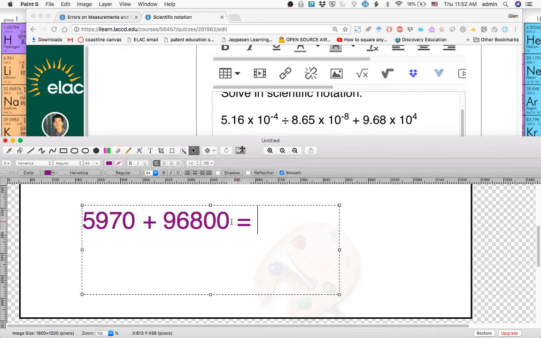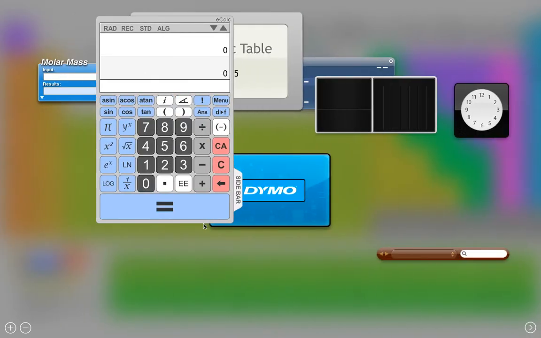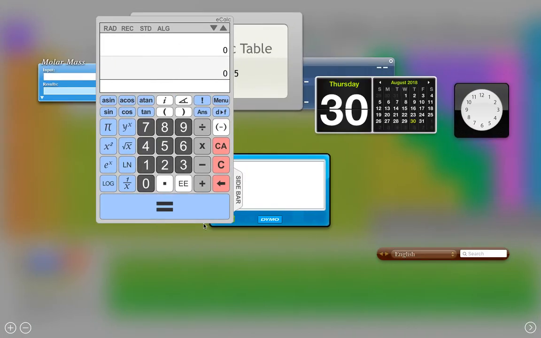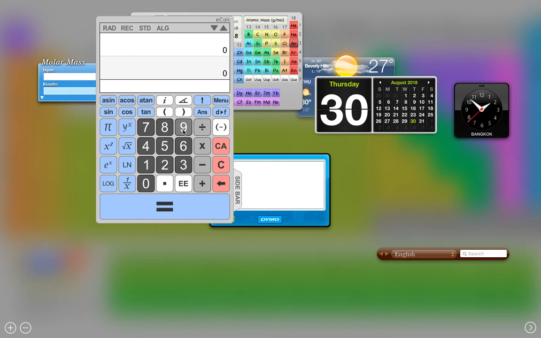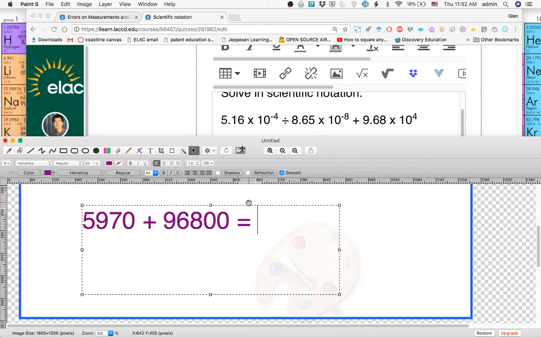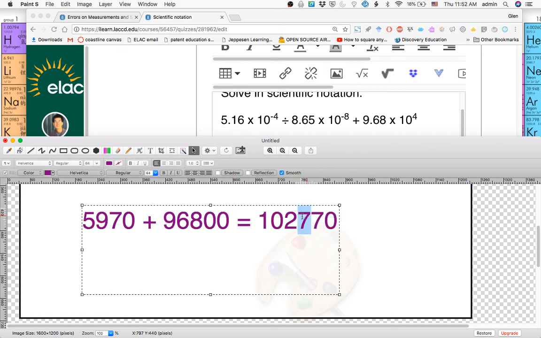So what is the answer? I forgot what the answer was. So 96,800 plus 5,970. So it's 102,770. But this answer is only good to the hundreds place. So you need to round this right here. The next digit is 7, which is 5 and above. So we give this guy a shove to 8, and everything else becomes 0. So that is the correct answer, ladies and gents.